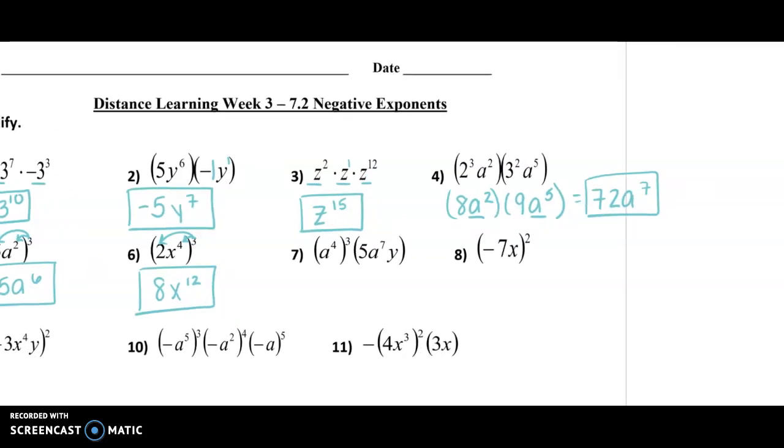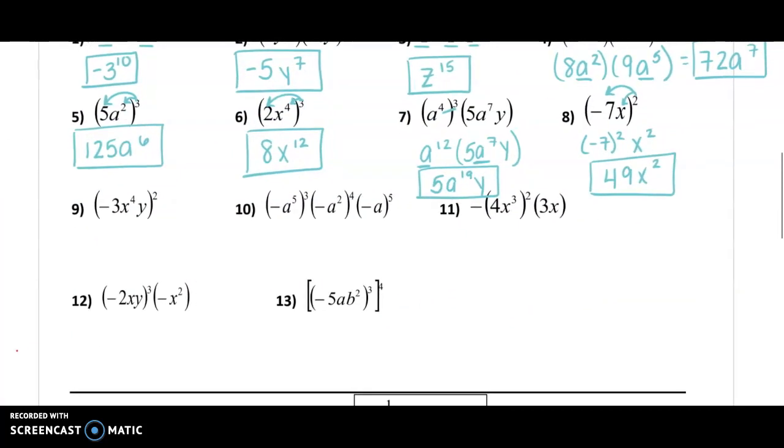Okay, number 7, a to the 4th to the 3rd, multiply the exponents, so a to the 12th times 5a to the 7th y. We have same bases, so 5a to the 19th, we add those exponents, y. Number 8, distribute that second power. Remember, negatives go in parentheses. Negative 7 squared is actually positive 49. So positive 49x squared.